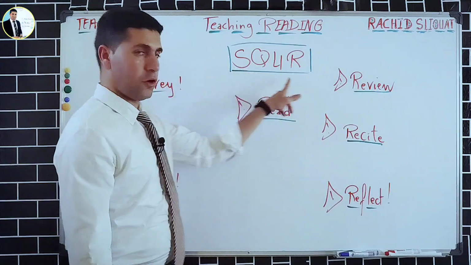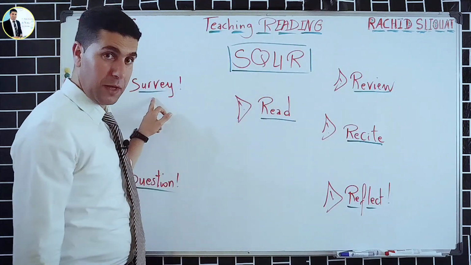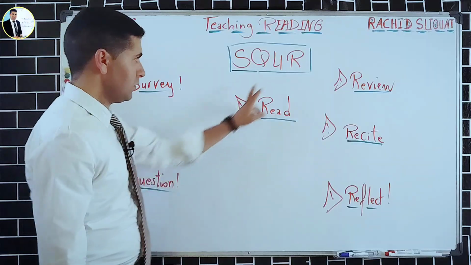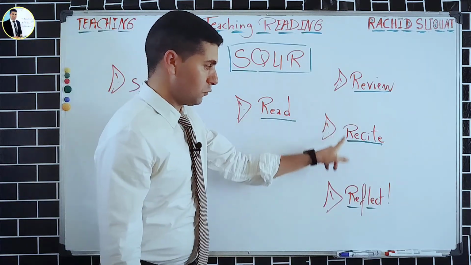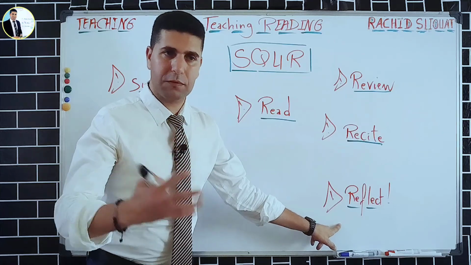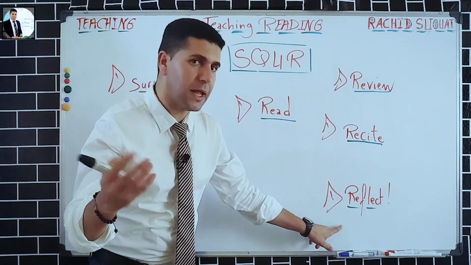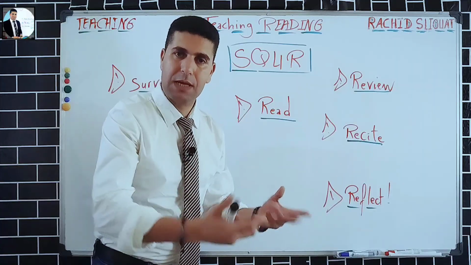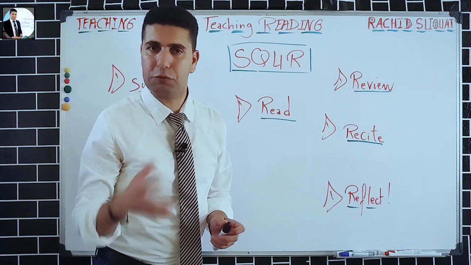So when we talk about SQ4R, S stands for survey, Q stands for question, and the 4R are read, review, recite, and reflect. So we are going to see what these words mean, and how we can apply them in our classroom or in teaching reading in general.